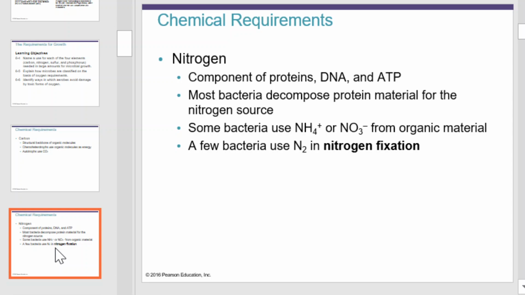Nitrogen. Nitrogen is a component of DNA and ATP. Most bacteria will decompose protein material for their nitrogen source, but some actually use atmospheric nitrogen in the form of nitrogen gas. Some will actually use ammonia or nitrates from other organic material, which could be like a waste product from an animal or some sort of liquid from the decomposition process going on as another living thing is broken down.